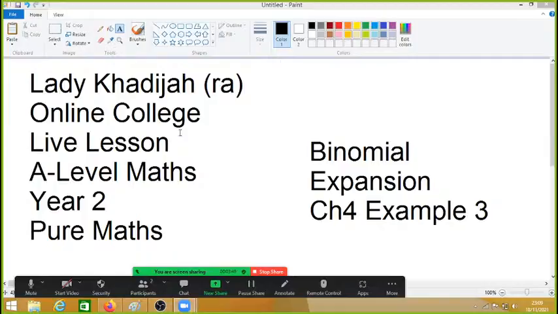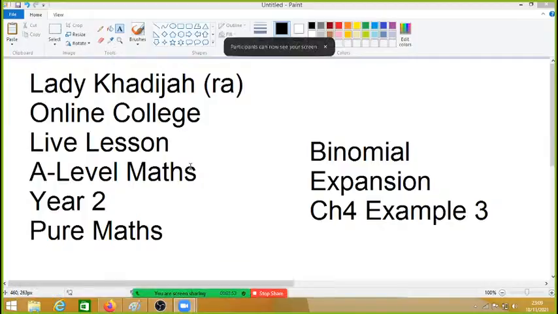Live lesson, A-level maths, year 2 pure maths. Today's topic is binomial expansion. If you're following through in the book, it's the Edexcel Pearson textbook for A-level maths, the UK syllabus, and it's chapter 4, example 3.